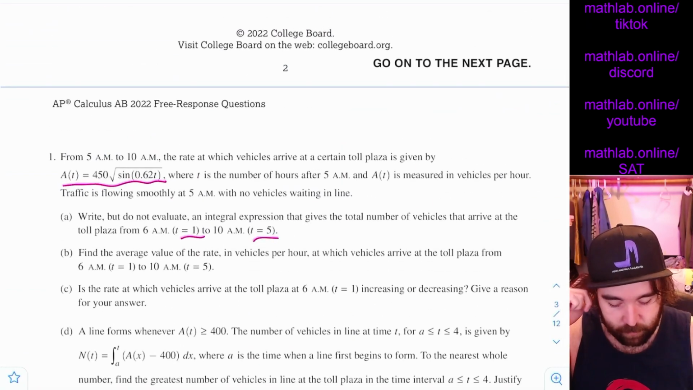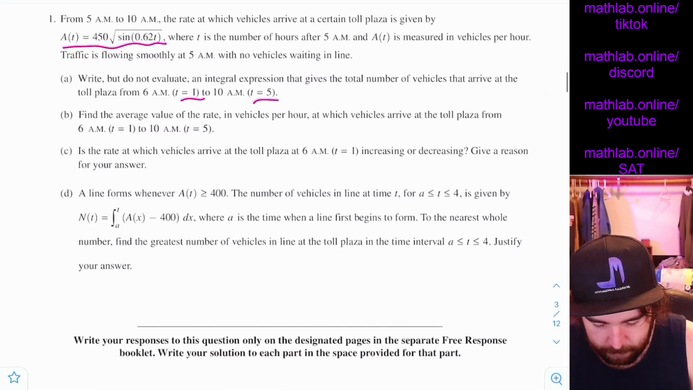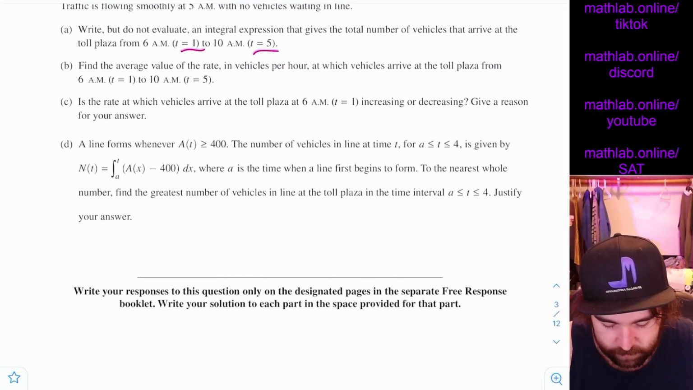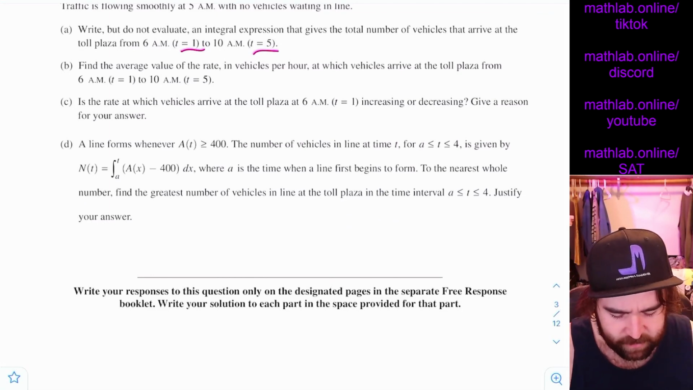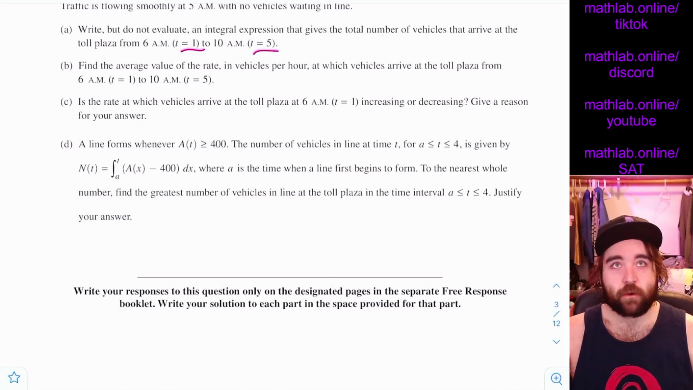I'm usually happy with 1 decimal place. I'll leave it with 1. Okay. C: is the rate at which vehicles arrive at the toll plaza at 6 a.m. increasing or decreasing? So is the rate increasing or decreasing?